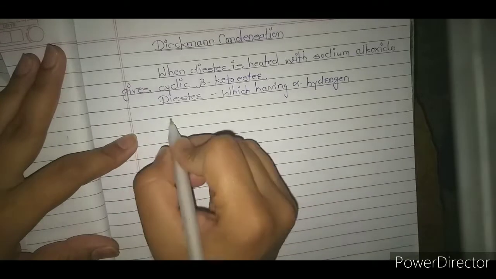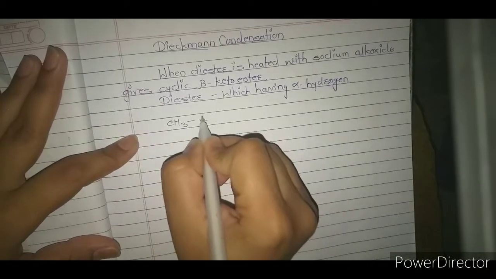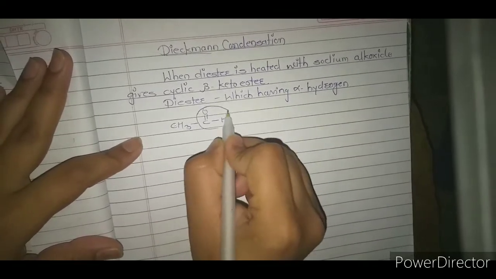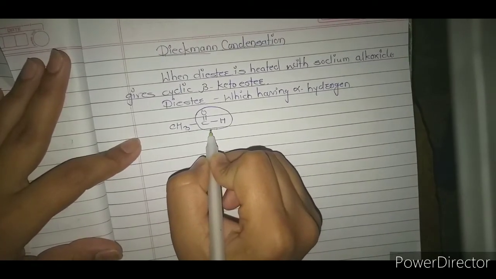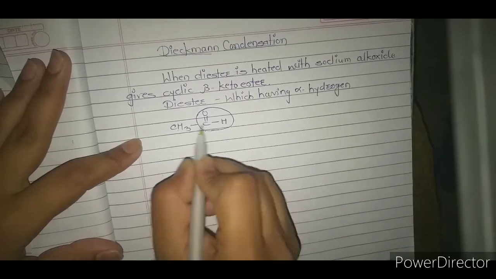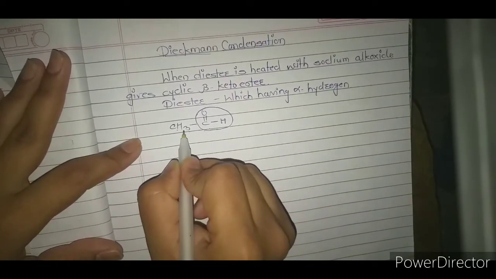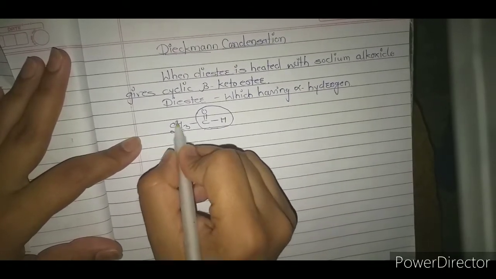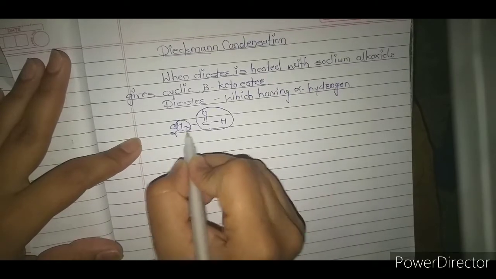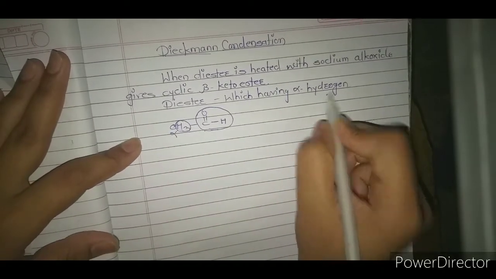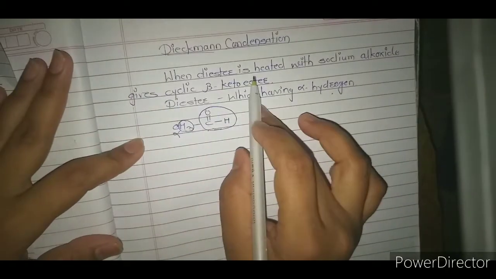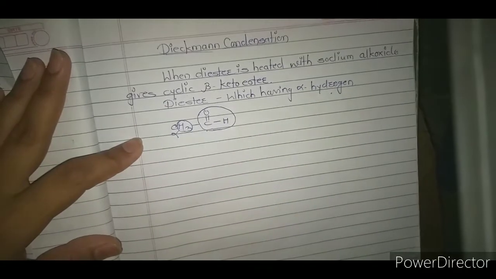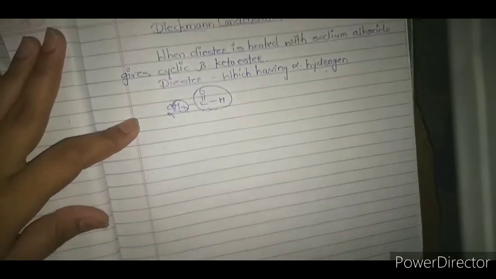Suppose I will take one example, CH3 C double bond OH. So this is your functional group and this is your carbon which is directly attached to the functional group. So it is your alpha carbon, and these 3 hydrogens are your alpha hydrogens. So when diester is heated with sodium alkoxide, it gives cyclic beta keto ester. It is the statement of Dieckmann condensation.